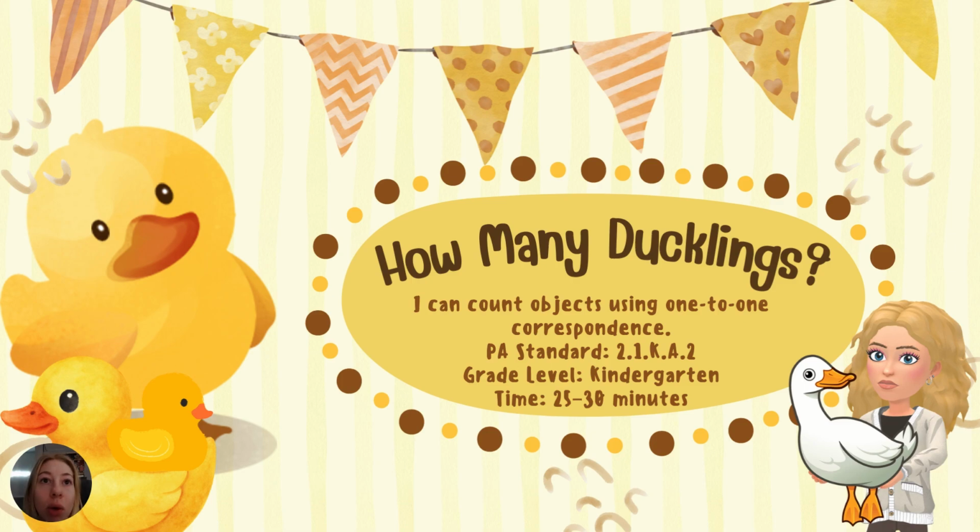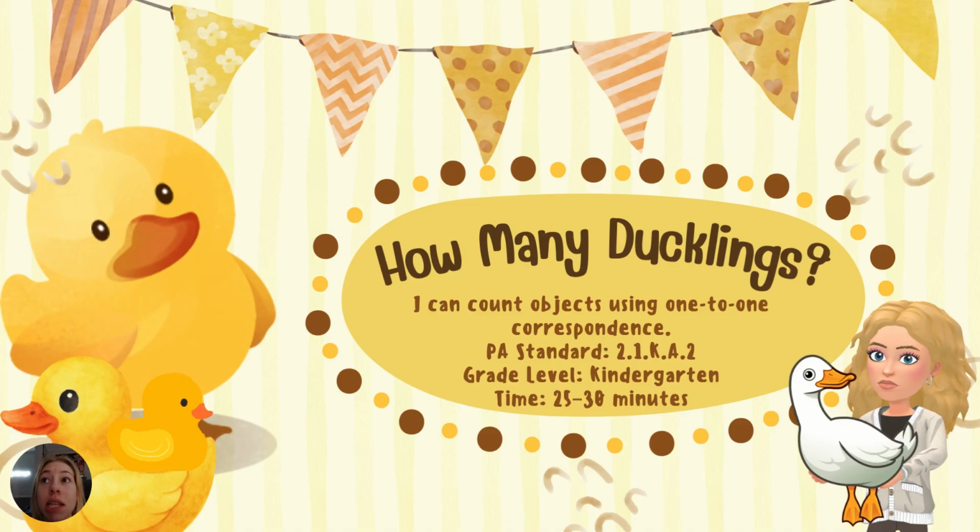Hello, today I am going to be talking about my lesson called How Many Ducklings? It is about counting objects using one-on-one correspondence. The grade level is kindergarten, and the time is 25 to 30 minutes long. The standard focuses on applying one-to-one correspondence to count objects. Students are also going to demonstrate that the last number they said tells the total and that they represent counting with written numerals.